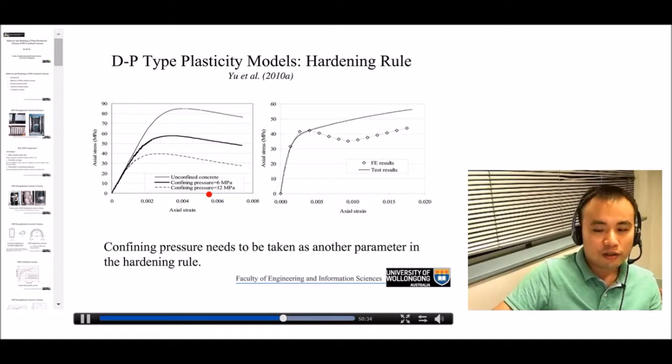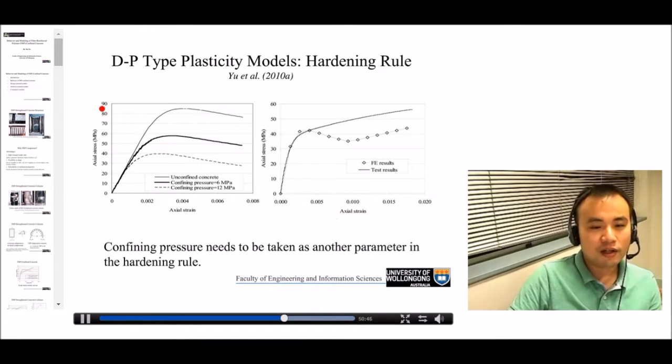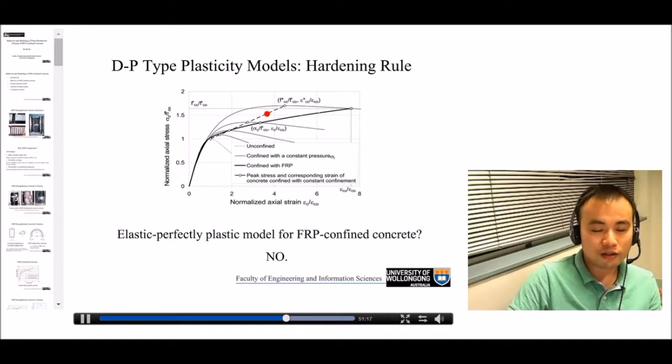Now, if a model considers the hardening rule, but uses the hardening rule as simply a function of the plastic deformation, what will happen is shown in this figure. If the hardening rule is only a function of the plastic deformation, then basically you predict parallel descending branches for concrete under different confinement pressure. However, from the test results, we know that if you have a higher confinement pressure, then the descending branch is more smooth. If you have no confinement, it's much more stiff.